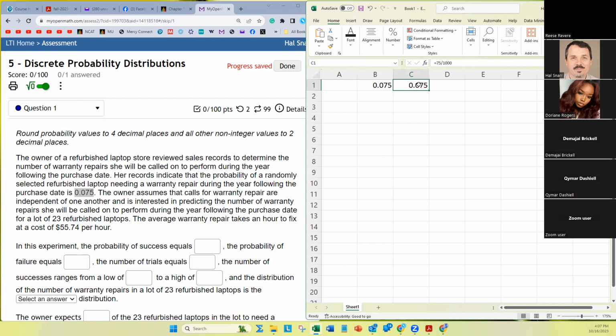Y'all see that? If she's sold 1,000 and 75 of the 1,000 needed a repair, then if nothing's changed in her store, if the quality stayed the same, she's probably safe in assuming that in the coming year, 0.075 of the laptops that she refurbishes and sells will need a warranty repair, right? Okay. So that's where that number comes from.